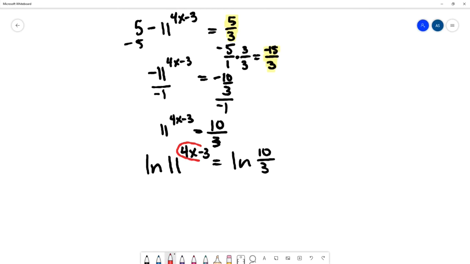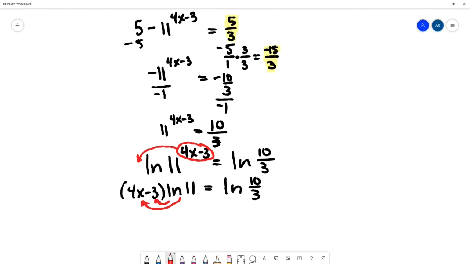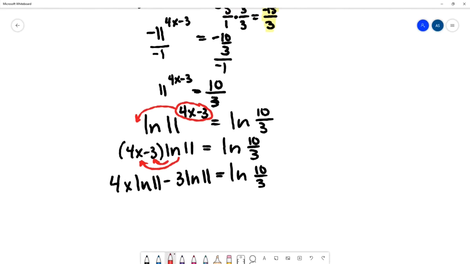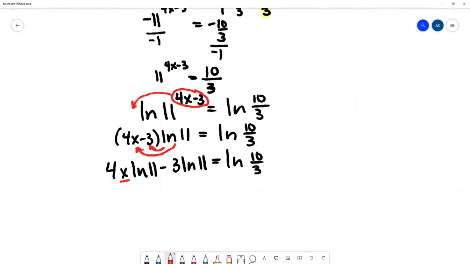Once we introduce the log, we can use the power rule for logarithms and move this exponent to the coefficient. That gives us 4x minus 3 natural log of 11 equals natural log of 10/3. And then we'll do the distributive property on the left, giving us 4x natural log of 11 minus 3 natural log of 11 equals natural log of 10/3. Now that I've gotten rid of the parentheses, my goal is to solve for x.